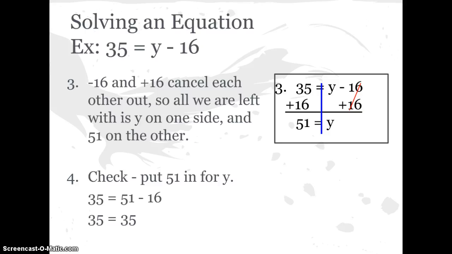After I've solved my equation, the most important thing for us to do is to actually check our answer and make sure it is correct. So when we do that, we will put 51 in for y. So my equation is now 35 equals 51 minus 16. When I subtract 51 minus 16, I get 35. So both sides of my equation are equal, which means that I've solved the problem correctly.